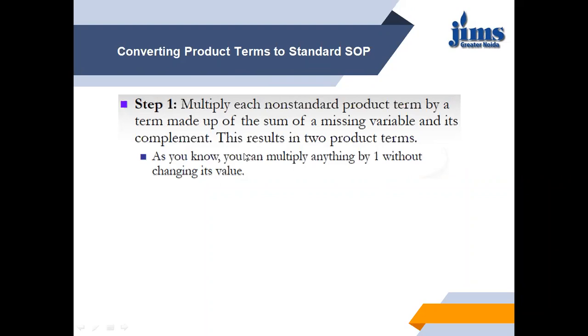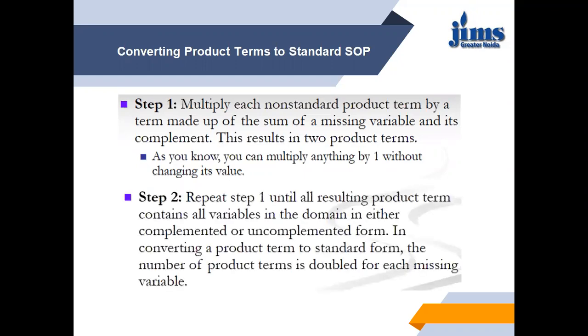Now, as you know, you can multiply anything by 1 without changing its value. If I multiply x by 1, it is x, and x times 1 is equal to x. And this 1 can be y plus y bar. So here we are saying that y plus y bar is 1 and it is multiplied by x. Then, if y is missing, we will get x and y both in the terms. When we come to the example, it will be pretty much clear.